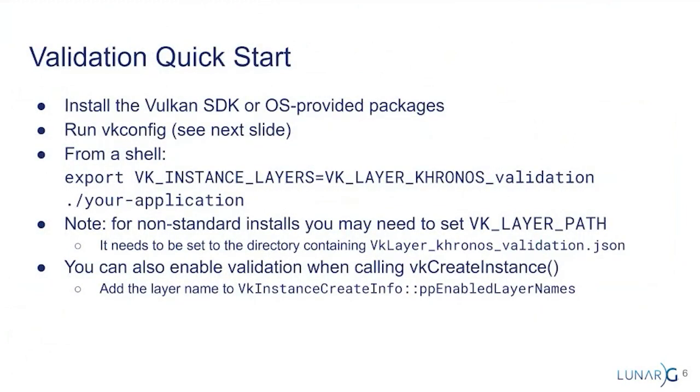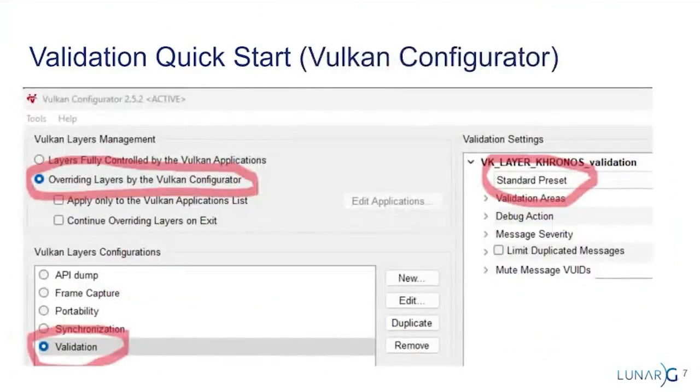So the quick way to get started with validation, if you're not used to it, is to get the SDK. There are also packages, especially on Linux, that contain all of the SDK components that you can install. And run vkconfig, the Vulkan Configurator. There are also ways to enable validation with environment variables or programmatically when you're creating your instance by adding a layer to the list of instance layers. With vkconfig, you just need to set 3 settings to get started: override layers, enable validation, and use the standard preset. And we'll talk a bit more about what some of these things mean going forward. But this will enable validation.